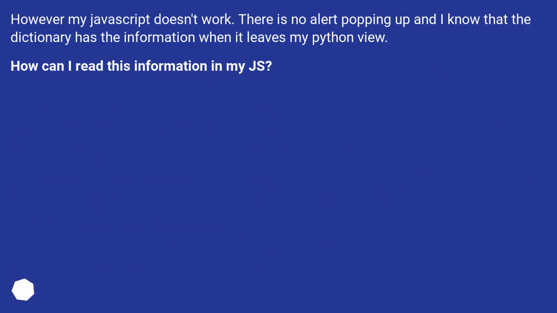However, my JavaScript doesn't work. There's no alert popping up, and I know that the dictionary has the information when it leaves my Python view. How can I read this information in my JS?